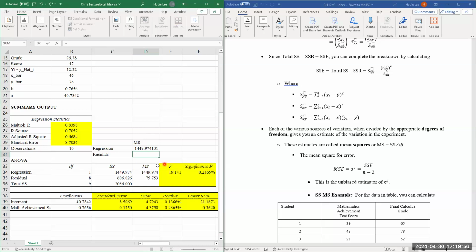Mean square residual is SS residual divided by the degrees of freedom, which is 8 because it's n minus 2. 10 is the observations, minus 2 is 8. And there it is. It's the same thing. So you don't even need to calculate it, they give it to you. And this right here is our unbiased estimate for the variance term, which we are going to use later for calculating standard errors.